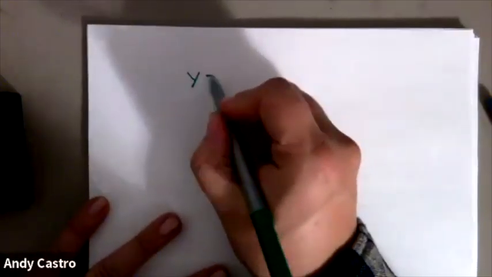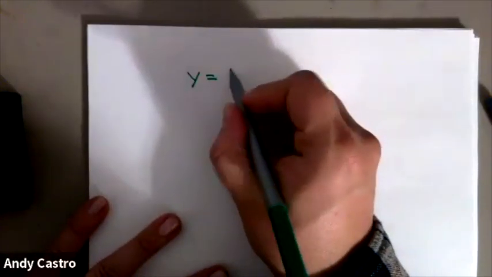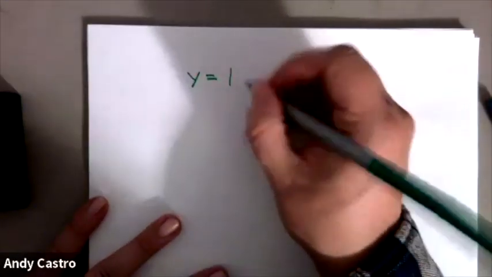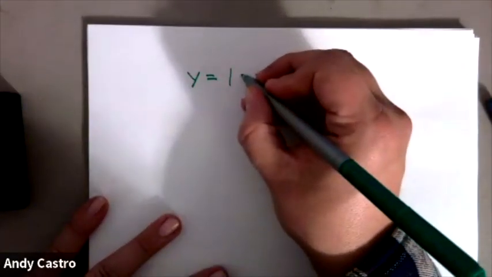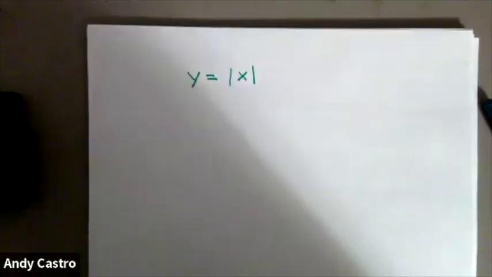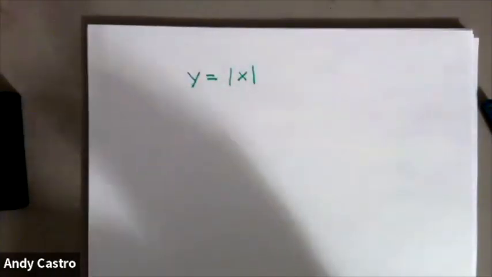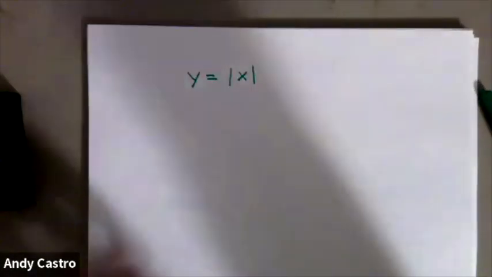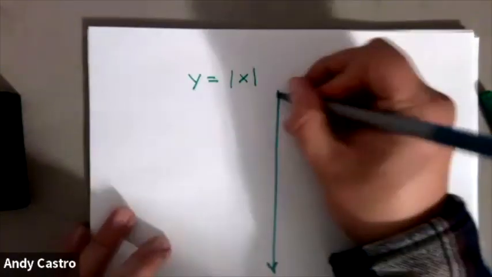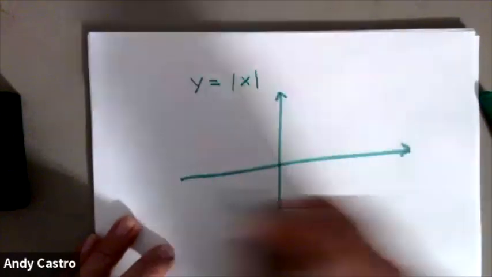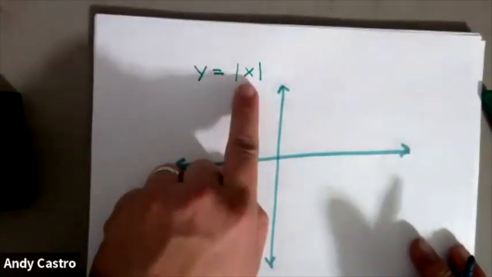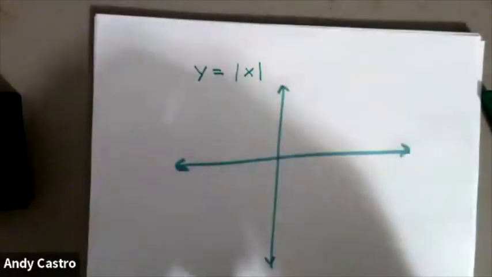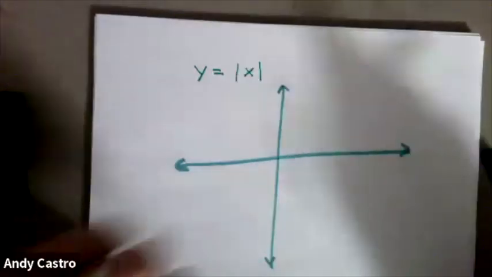The next graph I want to show you is y is equal to the absolute value of x. How would I graph that? All right, this one's kind of interesting because we know what absolute value means. It means the distance from the origin, okay? So the absolute value of, and let's write it out here because I think that'll make the most sense.